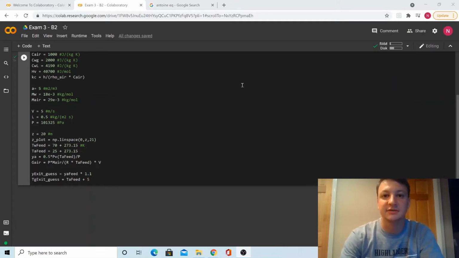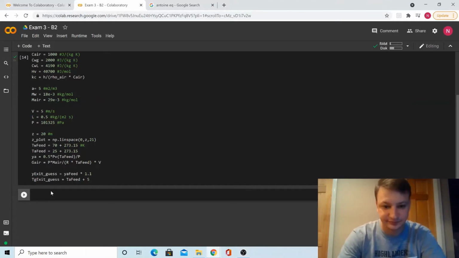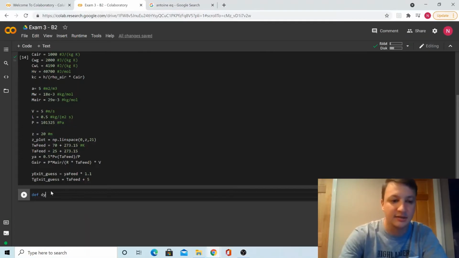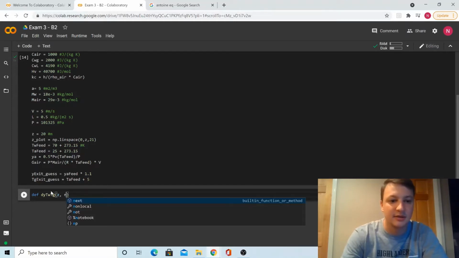The next step we have is to look at the derived equations and set them up inside the code so that way we can then plot them and solve for answers. So to begin, we're going to want to define a function. We'll define it as the change of mole fraction and temperature of the water and the temperature of the gas. Then we're going to have that be with respect to the height, and then a random variable n.